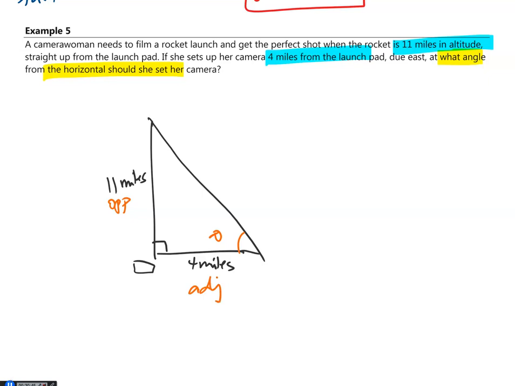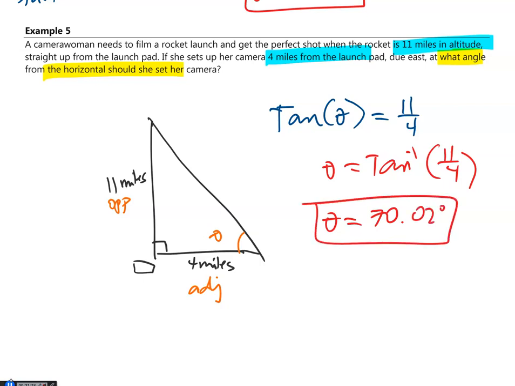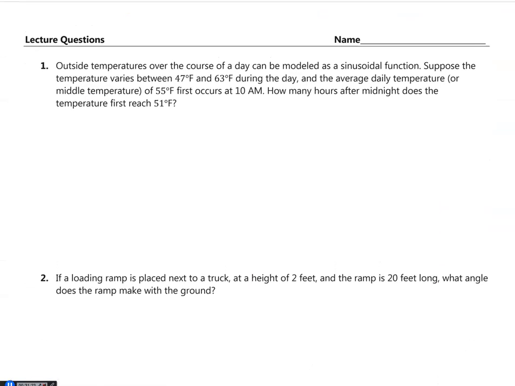So meaning we need to use, yes, tangent. So tangent theta, opposite over adjacent, 11 over 4. And to solve for theta, yes, we need to get the inverse tangent of 11 over 4. And again, use your calculator. Inverse tangent of 11 over 4 in degrees is actually 70.02 degrees. Okay, and that's it. Now let's work on some lecture questions.